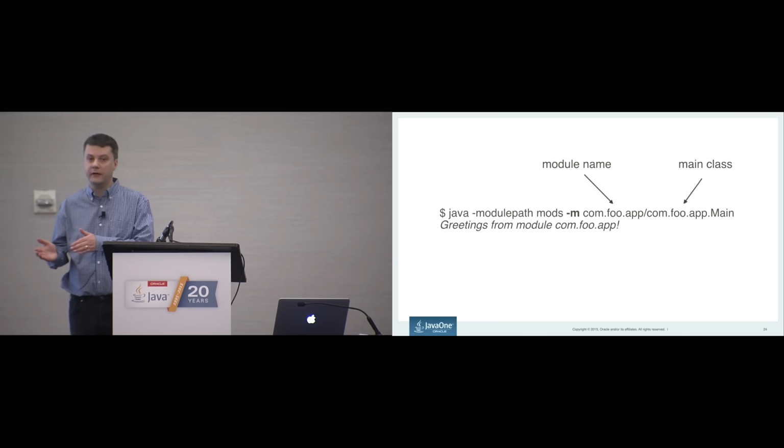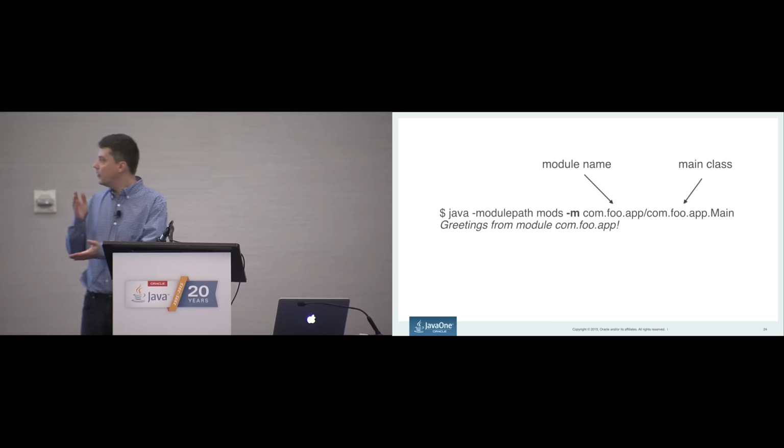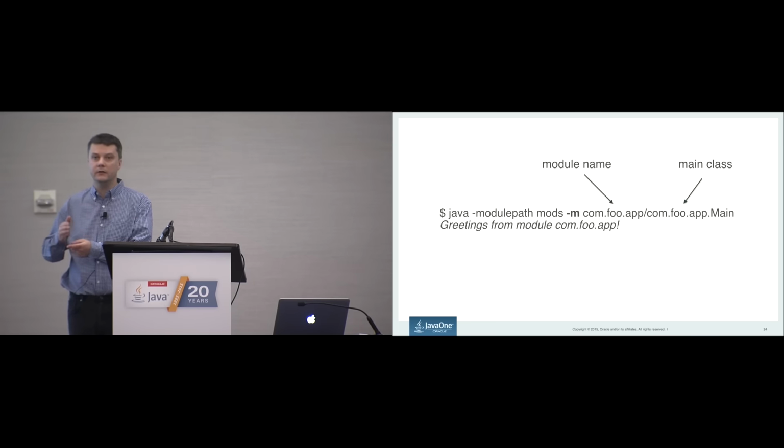Javac has a module path option. The Java launcher has a module path option. The main application module is confu app. The main class in that module is confu app main. With -m, I want to run this module, and this is the entry point or the main class in that module. And that's what this syntax, module / main class, is. As I said, we'll make this simpler in a few minutes.